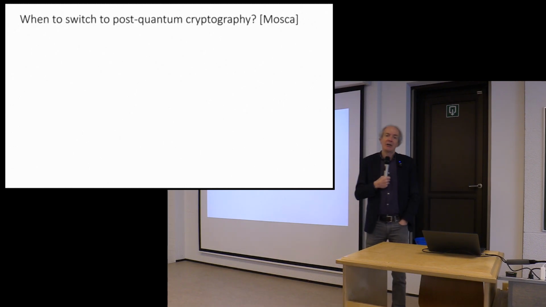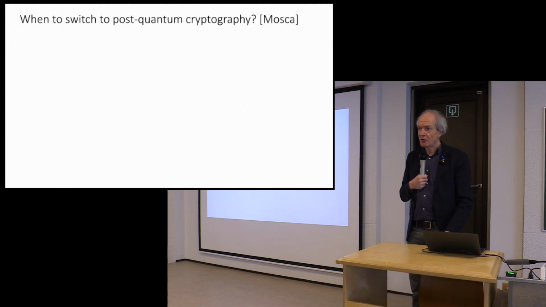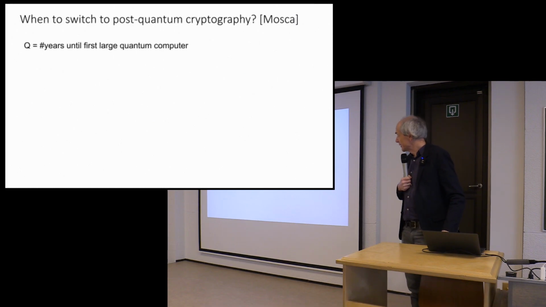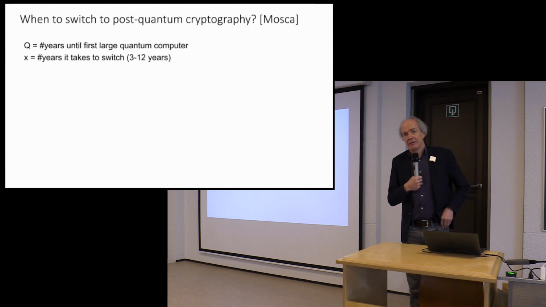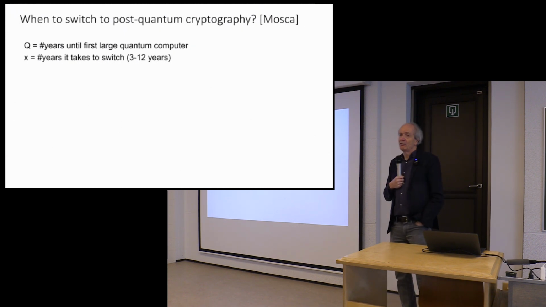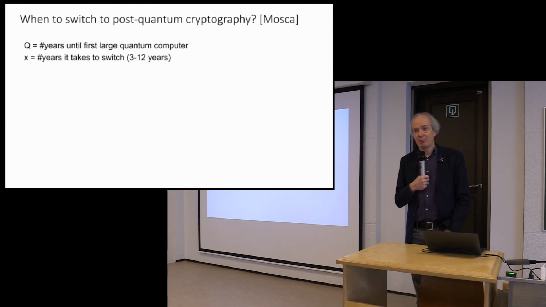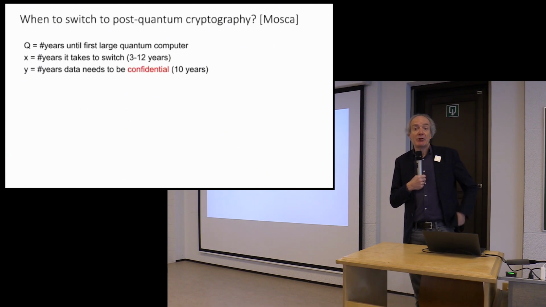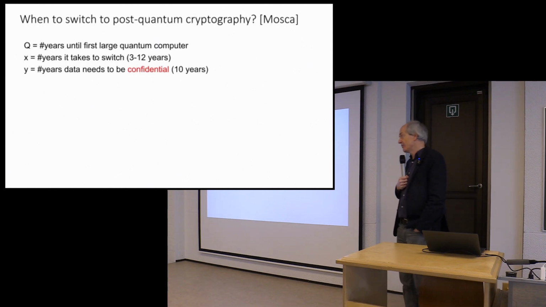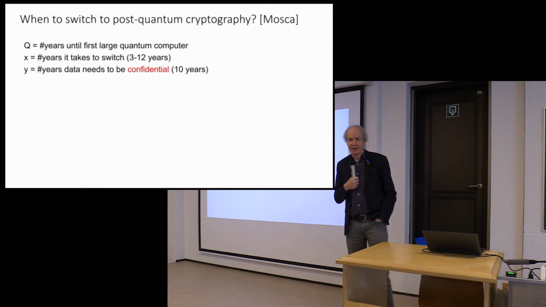So you make your number. Everybody makes their number. So when should you switch? This is the only equation you get. It's known as Mosca's equation. So you guess how long it will take. Everybody makes their own number. Then you try to estimate how long it will take you to shift stuff. 3 years would be really fast. 12 years would be okay. But I told you that EMV, they have a time horizon of 15 to 20 years to change things. And then how long does that need to be confidential? Okay, so for business purposes, it's typically 10 years.